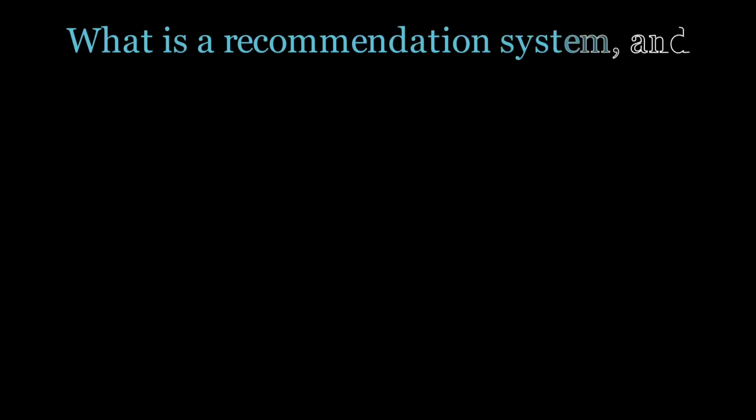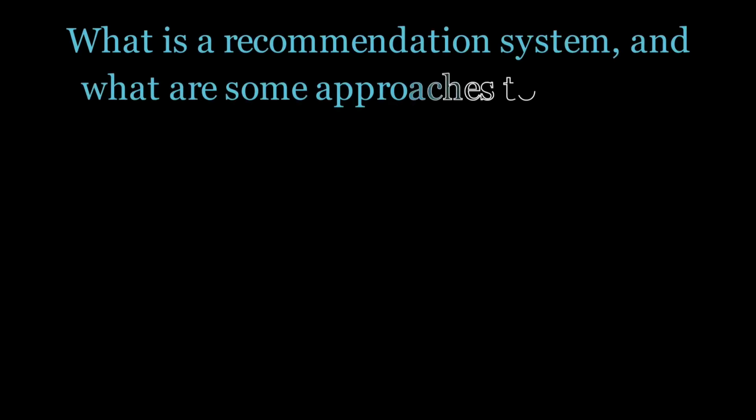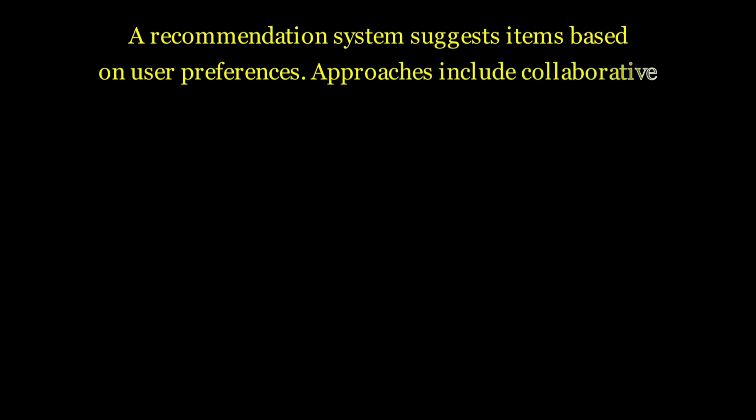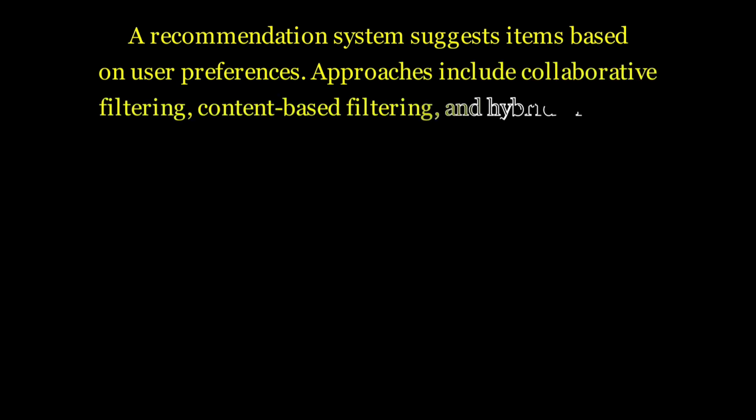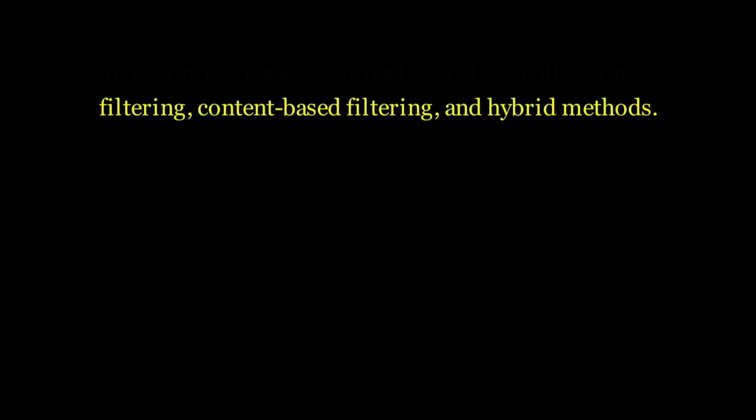What is a recommendation system and what are some approaches to building one? A recommendation system suggests items based on user preferences. Approaches include collaborative filtering, content-based filtering, and hybrid methods.